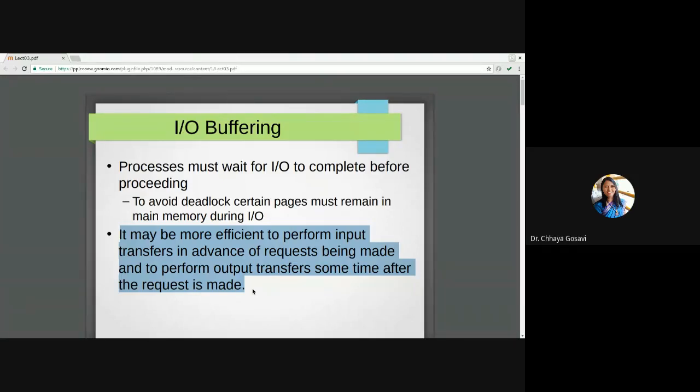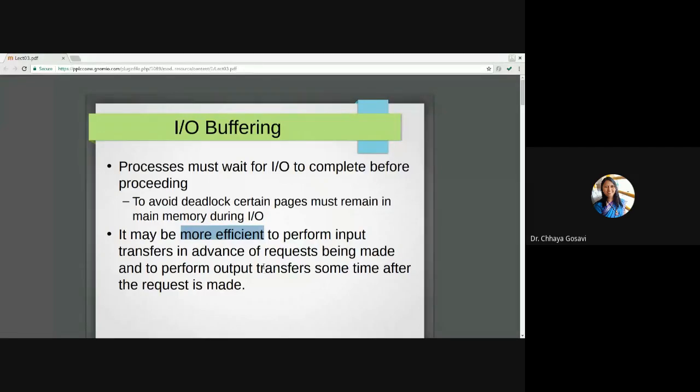But what it says here is that it may be more efficient to perform input transfer in advance, meaning before the request is made, before you are ready to accept the data, or you have already read the data before the user is asking for it. For example, if you are reading a file and the user is asking byte by byte, and you have already read 3-4 bytes in advance before the user asks for those bytes. So you are processing the input request in advance, and the output transfer in advance or sometime after. To make this more efficient, we need buffering.